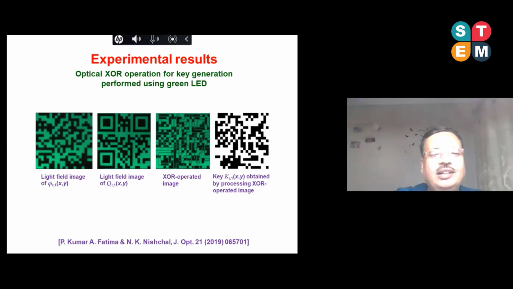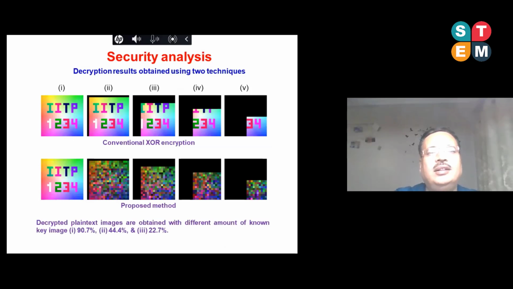So experimental results, this is the light field image. This is a light field image for QR1, and this is XOR operated. This is the key that we have obtained with the XOR operated image. We have applied more security analysis, to see what will happen if some or partial information is lost from the data.